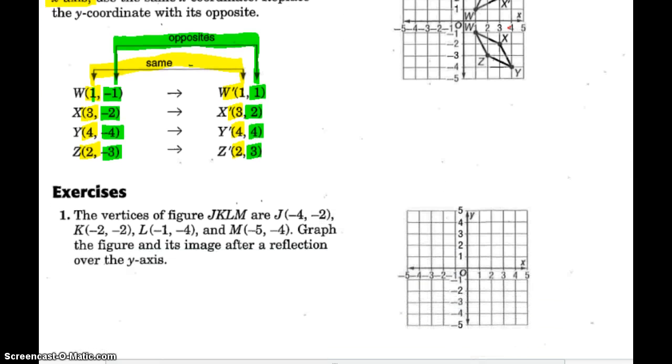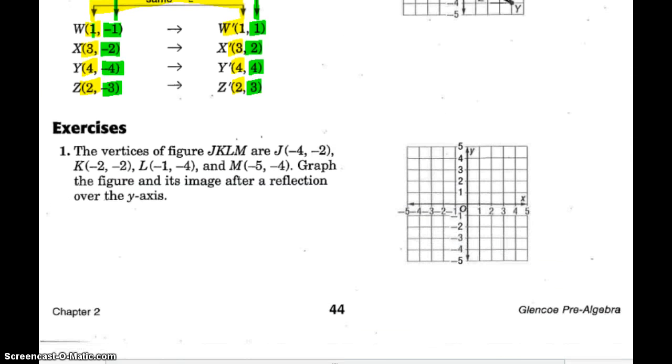So when we go to do one on our own, let's read it. JKLM have these coordinates. Graph the figure and its image after a reflection over the y-axis. Y'all are a smart group. Raise your hand if you can tell me what's going to stay the same. When it reflects over the x-axis, the x stayed the same. Reflected over the y-axis, Hunt, what's going to stay the same? The y is going to stay the same.